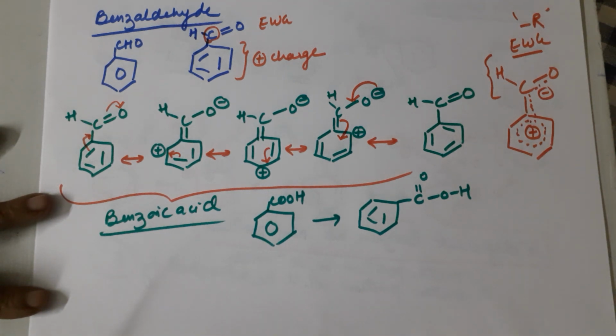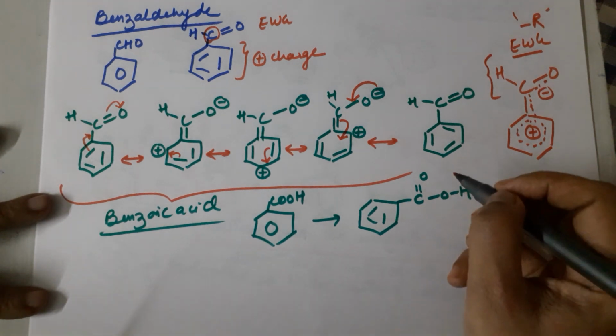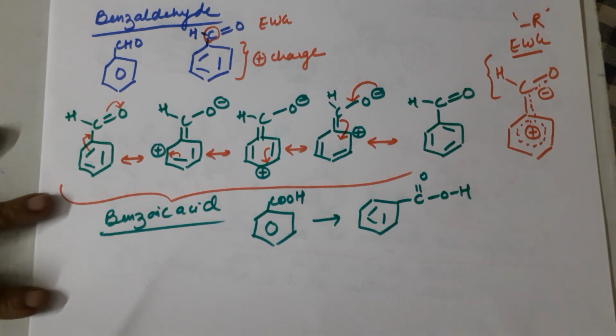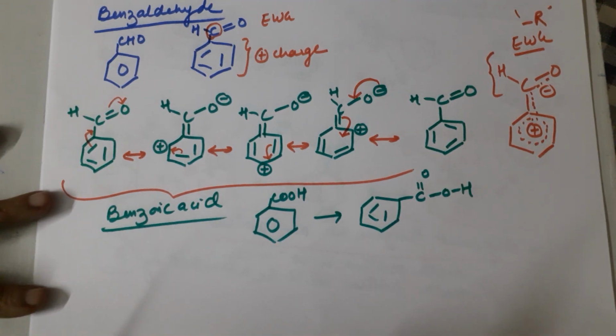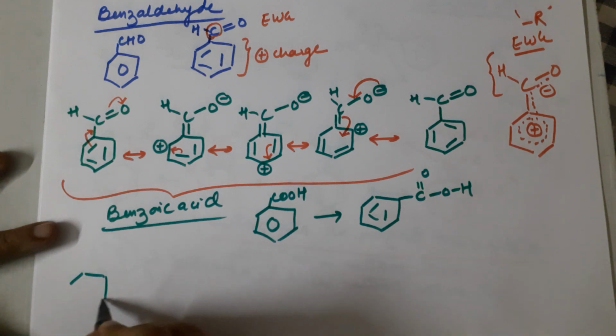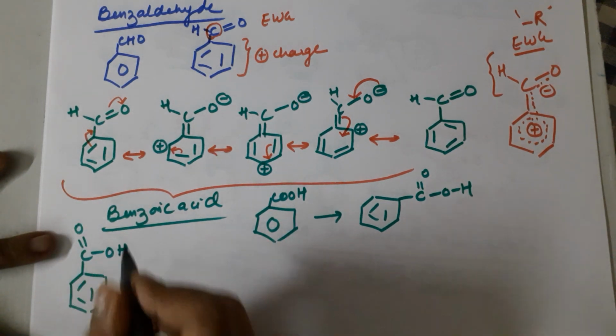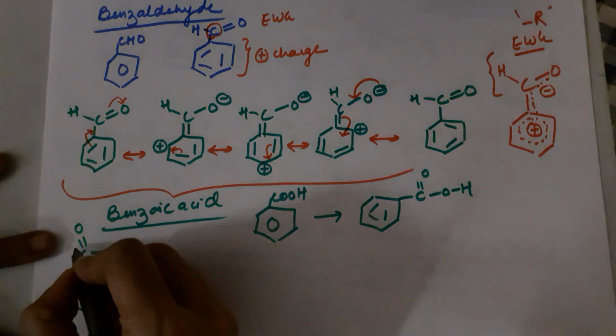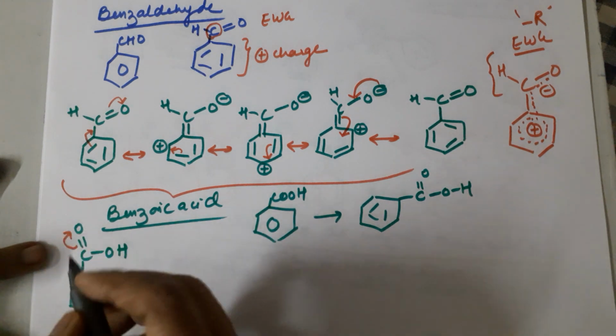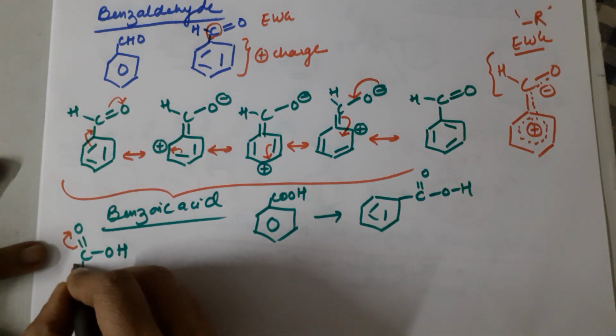I am not drawing all of them. I'll just start it off for you so that you can continue it on your own. So you will stop the video after the first structure and continue the resonating structures. Let me try this out for you. This is your benzoic acid. This is the electron puller. This takes the electrons here. This pulls the electrons here.